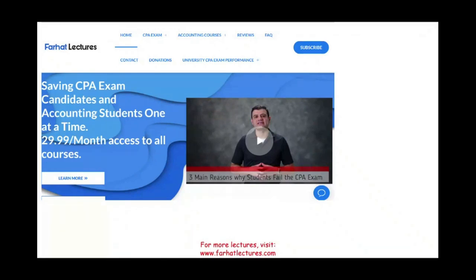Hello, in this session we will look at the balance sheet. The balance sheet is one of the major financial statements, along with the income statement as well as the statement of cash flow. So if you are an accounting student or a CPA candidate, you will need to know everything about the balance sheet.